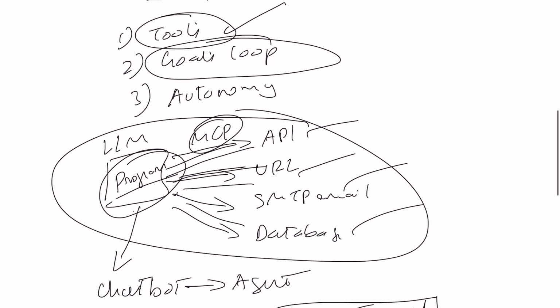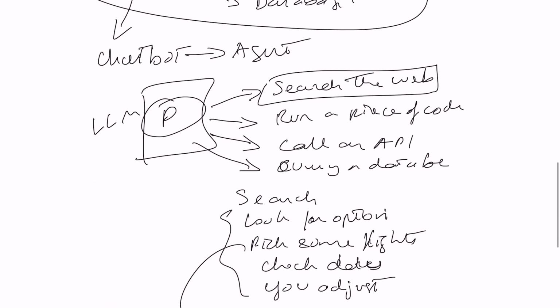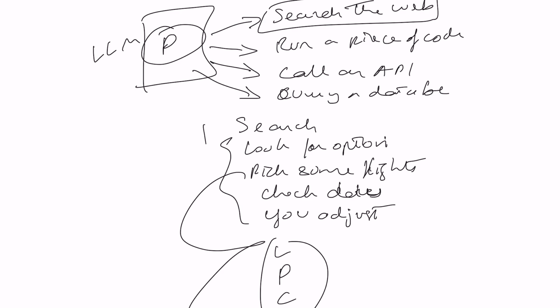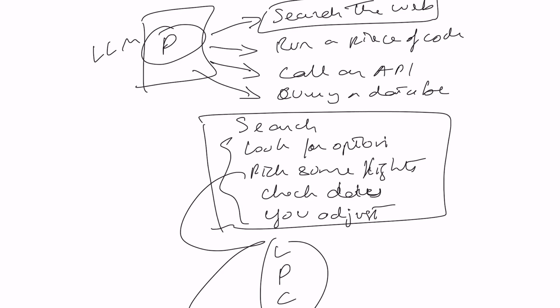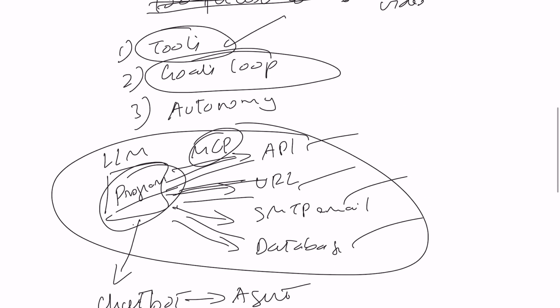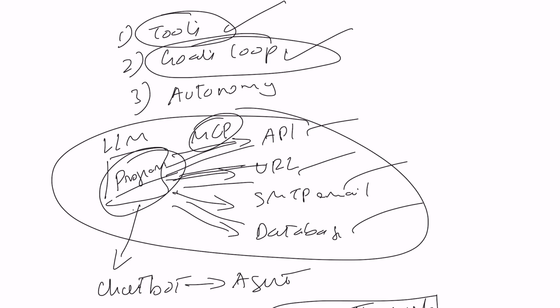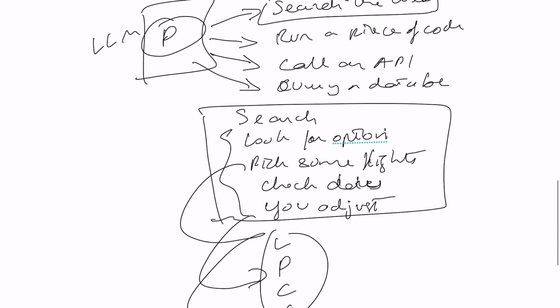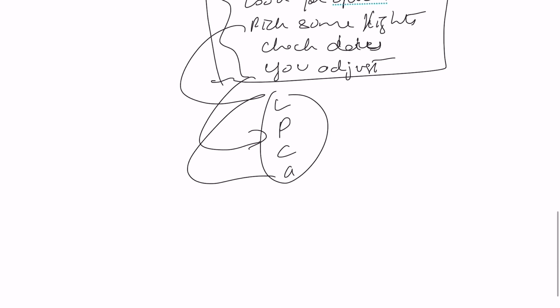Now, the goals loop also, I explained to you that if some function or some task has to be performed again and again until you reach a point where you finalize what needs to be done, that is called a loop. Okay, which we saw over here. And the last part is autonomy, something where once you configure this agent, right, before that, let me give you a banking example as well.